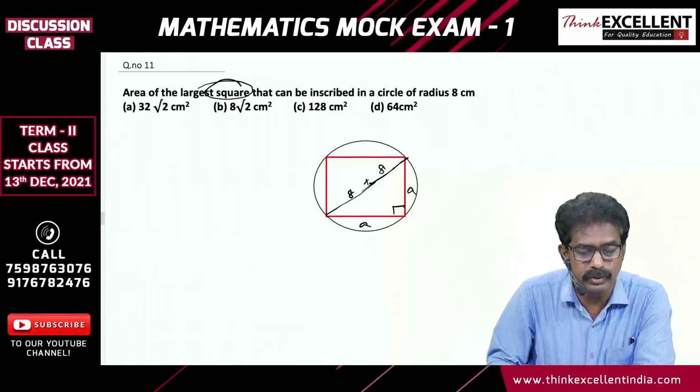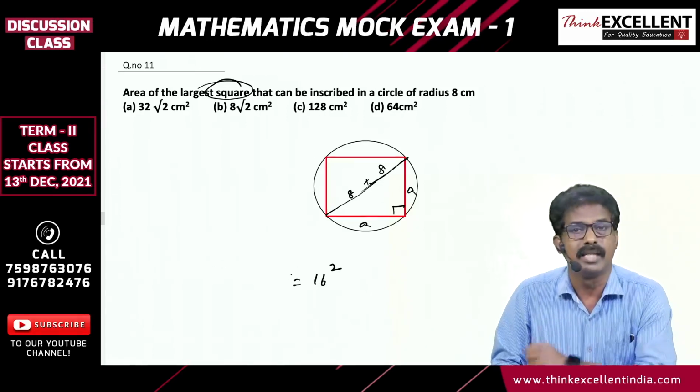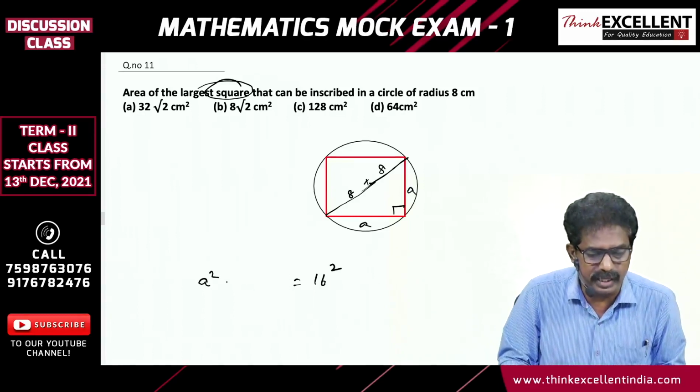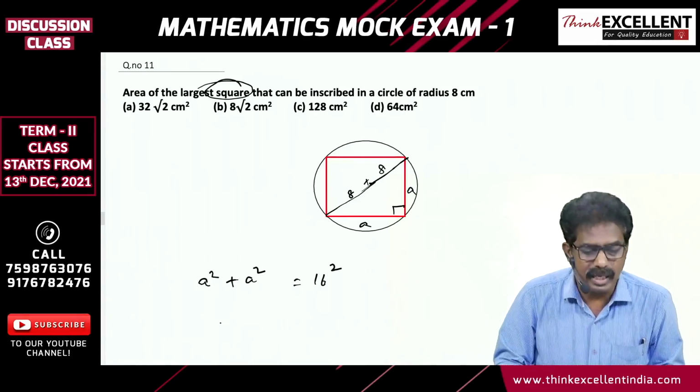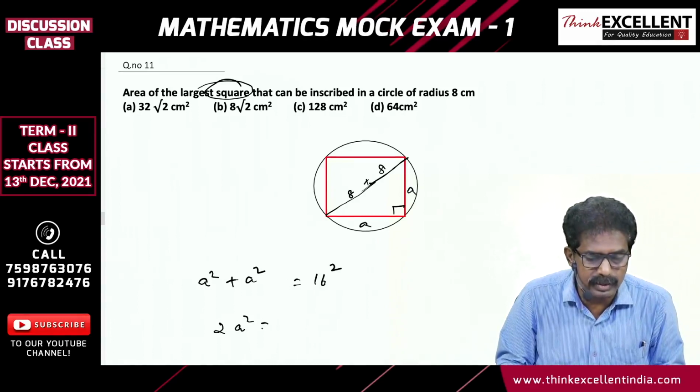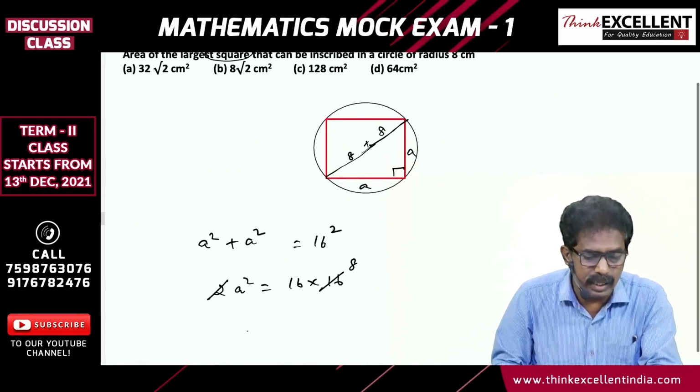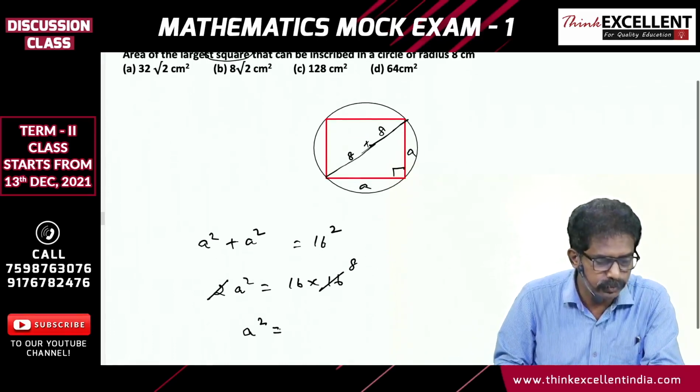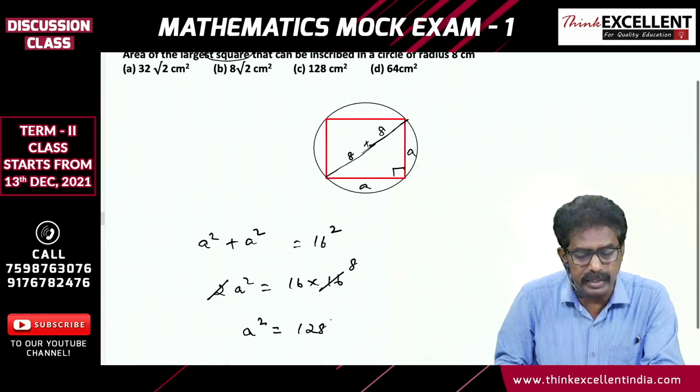So hypotenuse is 8 plus 8, that means 16, right? Hypotenuse square is equal to the sum of the squares of the other two sides, A square plus A square. 2A square is equal to 16 square. 1, 2 table you cancel, you are getting 8. So A square is equal to 16 into 8, it is 128.